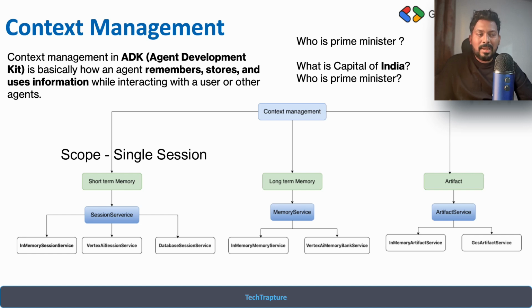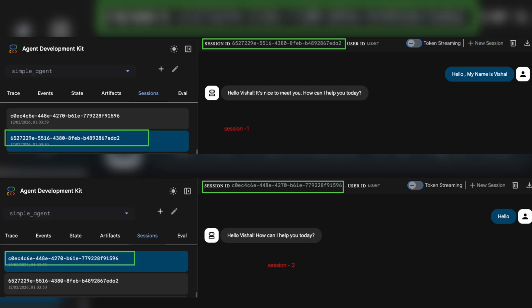So the scope of short-term memory is mainly within that session only, not in the new chat or new session. But long-term memory can be persistent. Your session history can be persistent across all sessions. Let's say in one session I say, my name is Vishal, and then I open a new chat and ask what my name is. It will not answer in short-term memory, but in long-term memory it can access all my sessions and say, your name is Vishal, or immediately say, hi Vishal. So that is long-term memory.